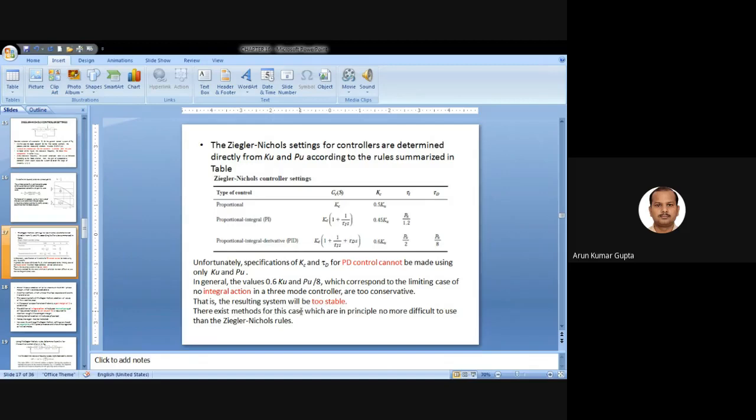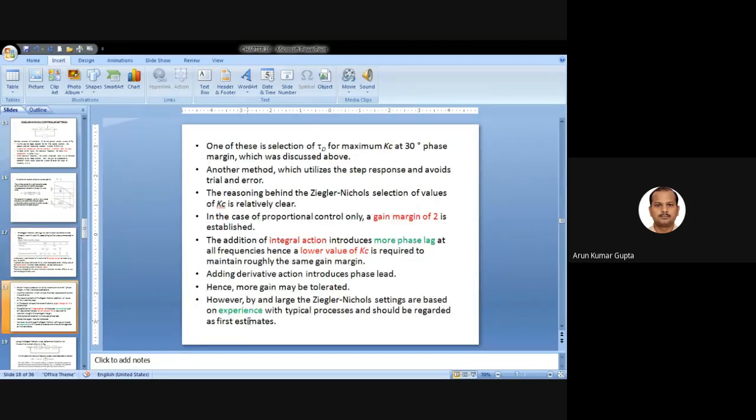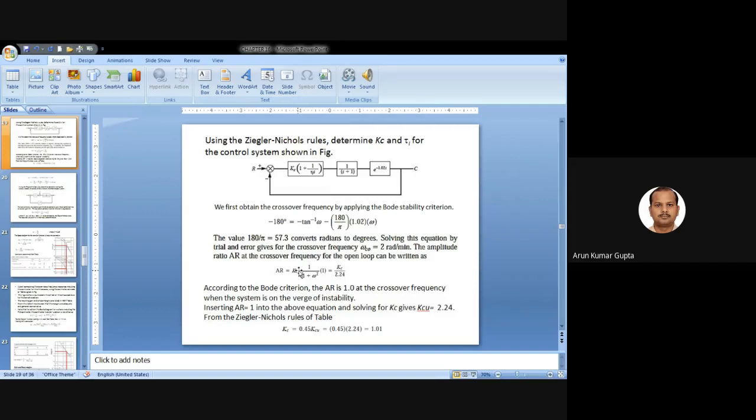There exists a method whose principle is no more difficult to use than Ziegler-Nichols. Okay, so based on this technique, basically we have defined all these things, right? So there is no need to go for this. Okay, this was the example we have discussed. I think last time we have discussed this.